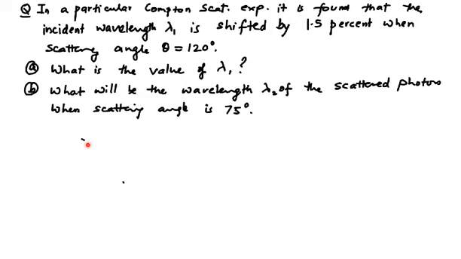Now let's look at a question. In a particular Compton scattering experiment, it is found that the incident wavelength lambda 1 is shifted by 1.5% when the scattering angle theta is equal to 120 degrees. First, what is the value of the wavelength lambda 1? Second, find out what will be the wavelength lambda 2 of the scattered photons when the scattering angle is 75 degrees.